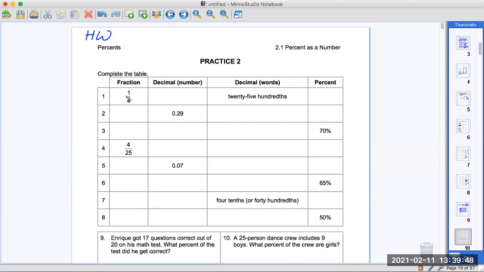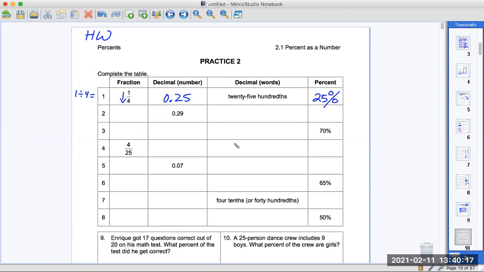Complete the table. The fraction is 1/4. Now to get the decimal, remember you can use your calculator and do 1 divided by 4 equals. Remember you divide top down. That's the order. 1 divided by 4 equals 0.25. 25 hundredths, and as a percent, it's 25%.